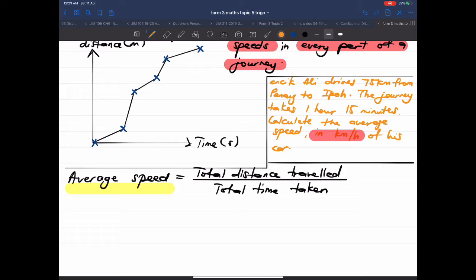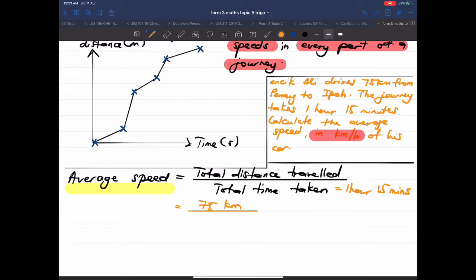And the formula is total distance traveled. What is the total distance traveled by him? 75 km. So average speed is equal to 75 km, and then I divide it by, I don't have to change the kilometer because they're asking in kilometer per hour. So I have to divide by the total time taken. What is the total time taken? 1 hour 15 minutes. But the time they're asking in hours, so which means you have to change the minutes to hours.